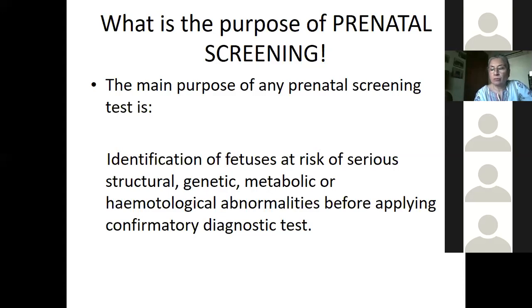Similarly, we screen those people who are at risk of developing diabetes, gestational diabetes in pregnancy, because if they have a history of diabetes in the family or other risk factors, they are at high risk of developing gestational diabetes in this pregnancy. And if it goes unidentified, then it has its implication on the pregnancy further on.